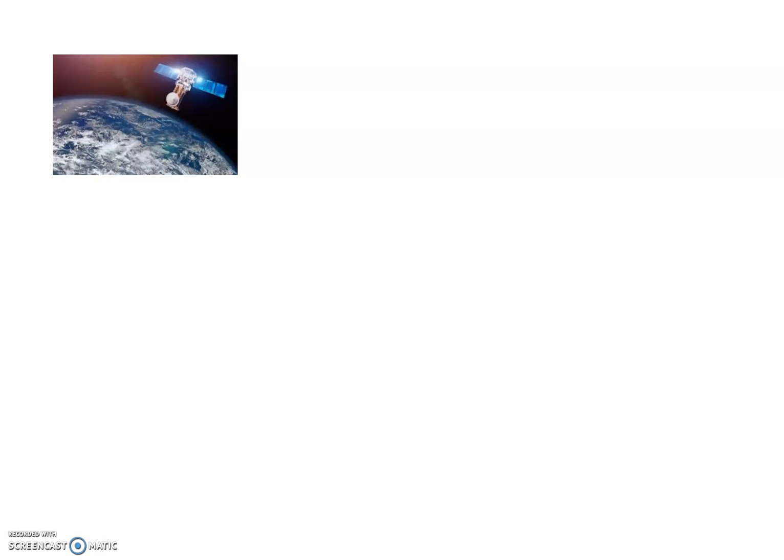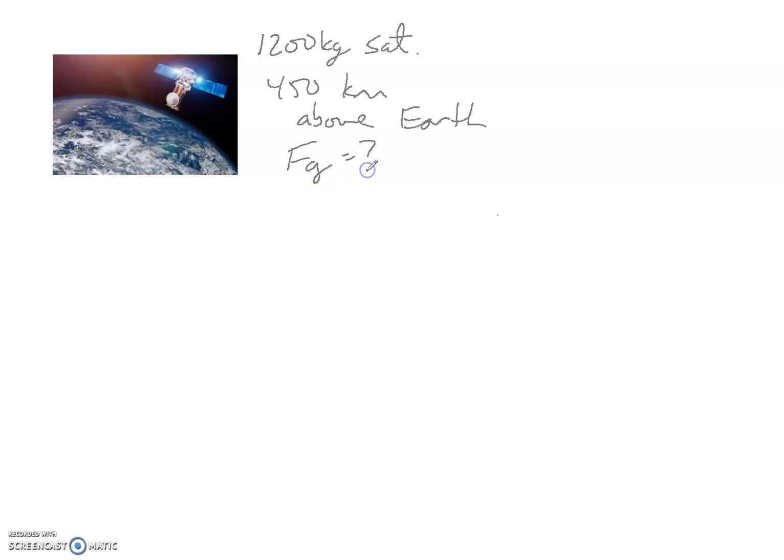Okay, so let's try this. Here we've got a satellite above the Earth, and let's make something up here. Let's say we have a 1,200 kilogram satellite, and let's say it is 450 kilometers above the Earth. We are going to find out what the force of gravity is between the two. It's just a really basic type of calculation, no big deal.